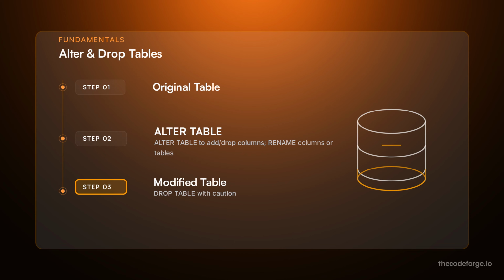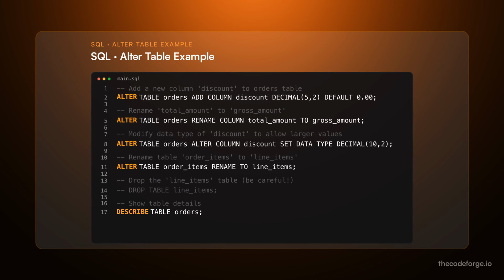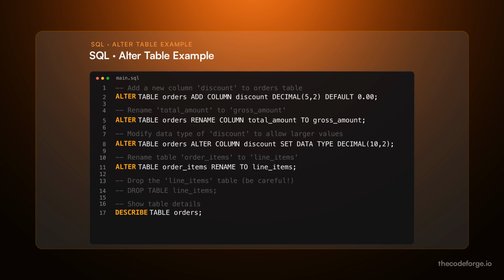For dropping entire tables, proceed with caution, always test in a non-production environment first. These alter table commands add a column, rename a column, change a data type, and rename a table. The drop table is commented out to avoid accidental deletion.